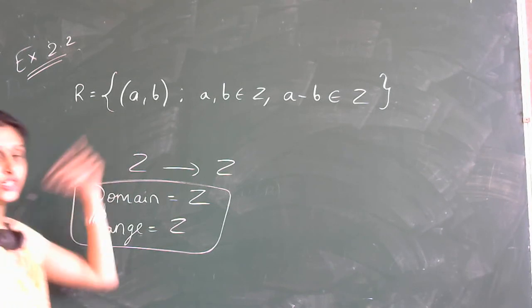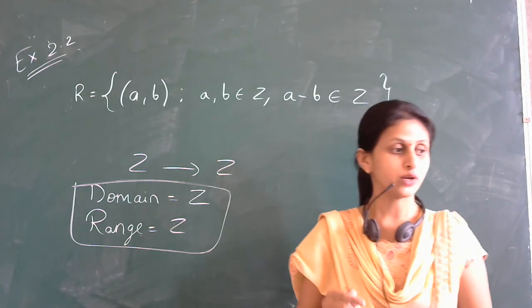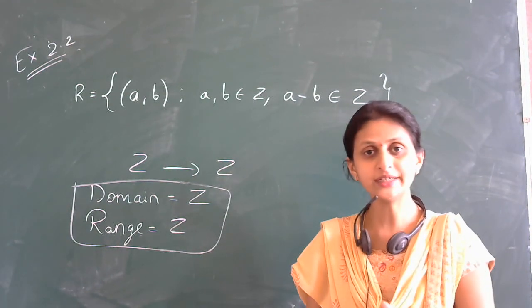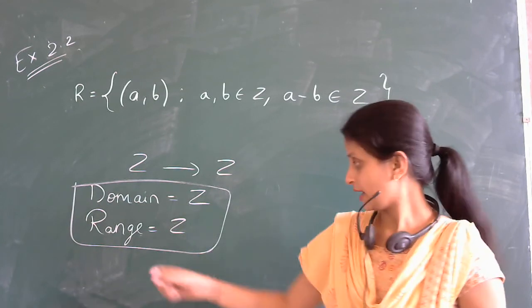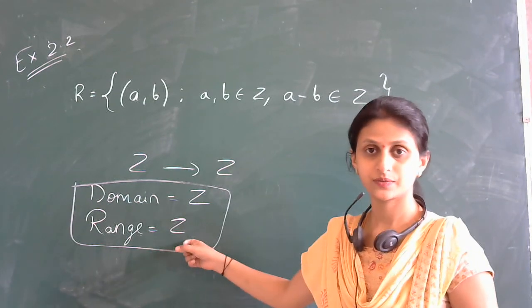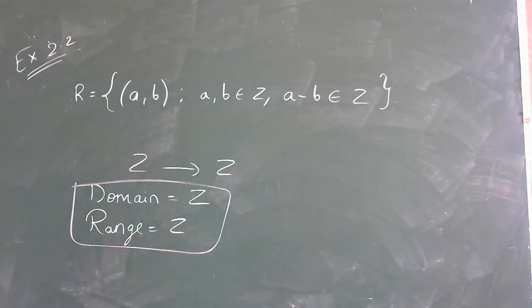We can take any integer here, and also b is given as an integer. So the difference of any two integers will again be an integer, means the output is again an integer. Hence my range will be the set of integers. So in this last question, my domain is the set of integers and the range is also the set of integers.